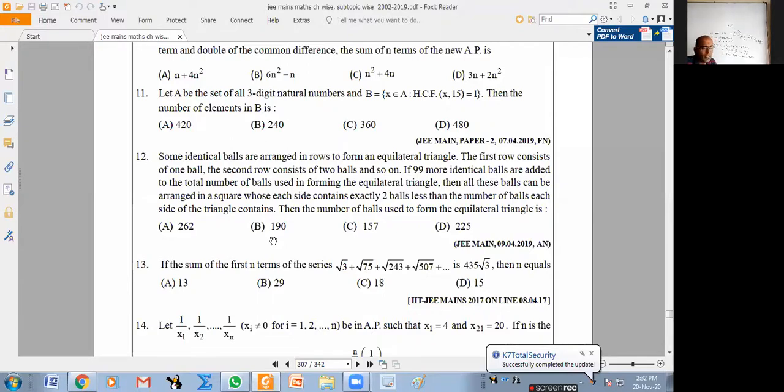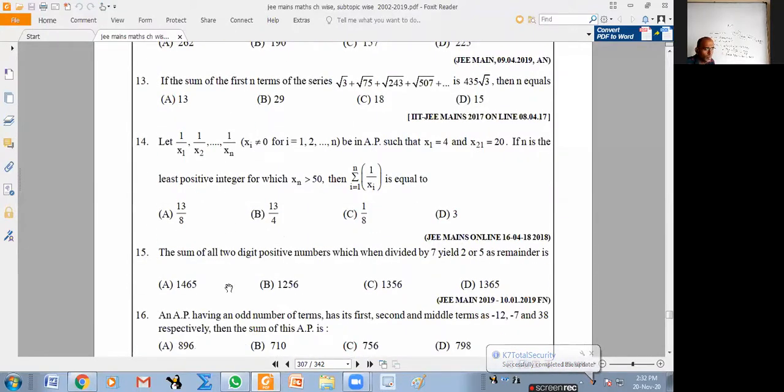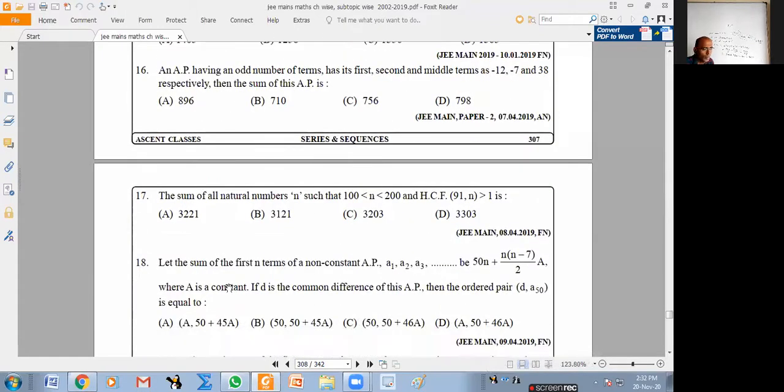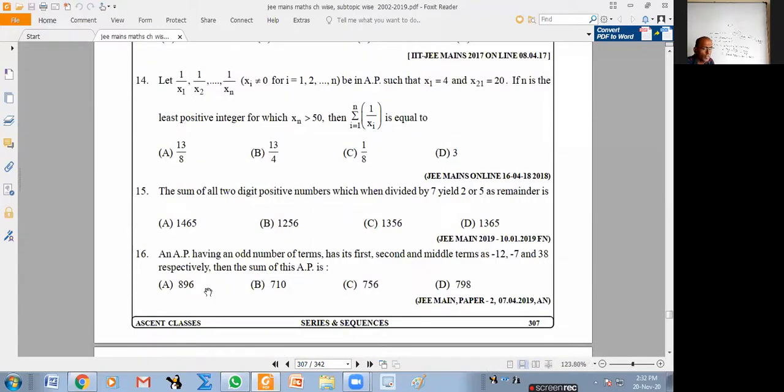Okay, up to 20, any other doubt anybody has? Sir, 15, by which method? Okay, done. Any other?